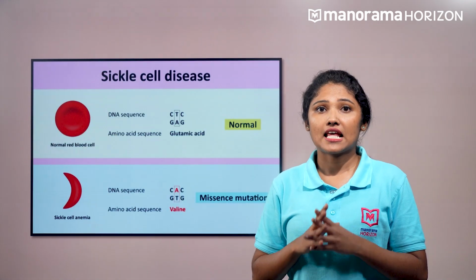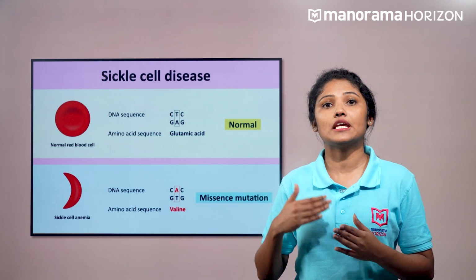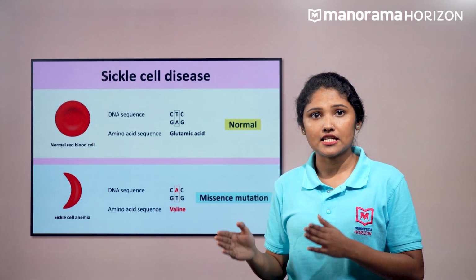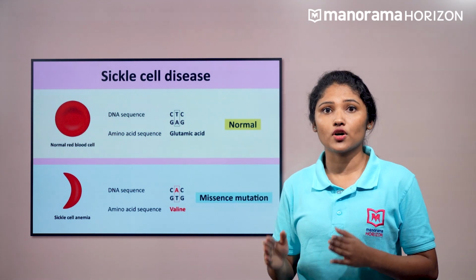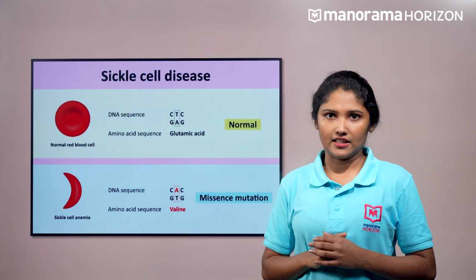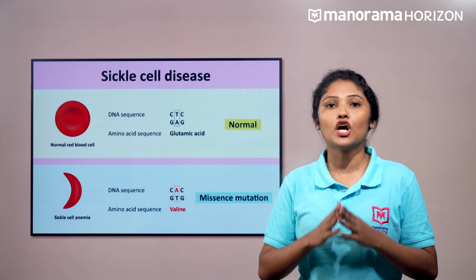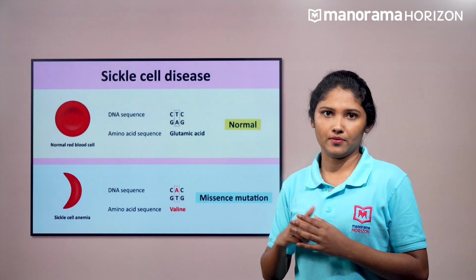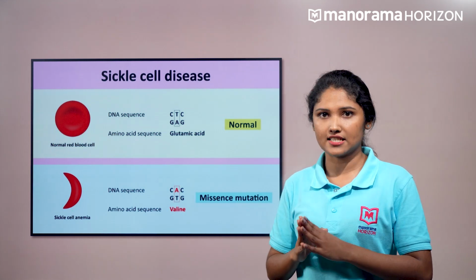When the single base thymine from the beta globin gene of hemoglobin protein is replaced by adenine, the triplet codon GAG is altered to GTG. GAG codes for glutamic acid while GTG codes for valine. This change in the single base pair in the gene is called point mutation and causes the disease sickle cell anemia. Here, we see that a mutation causes a disease.